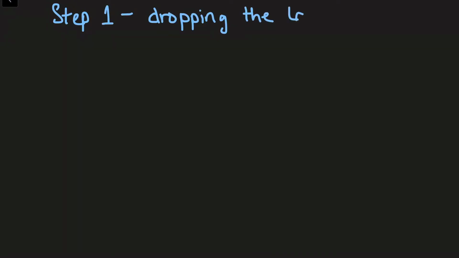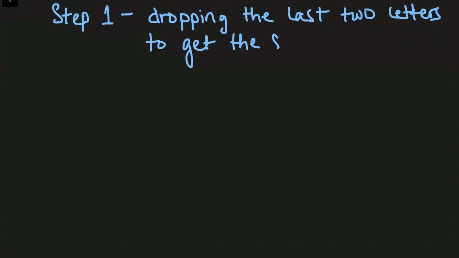Now, in order to conjugate a verb in the present tense, you only have to follow two steps. Step 1 is dropping the last two letters of the verb. And when you do this, you get the stem of the verb. For example, the stem of bailar would be, you cross out the last two letters, the A and the R, and you end up with bail.